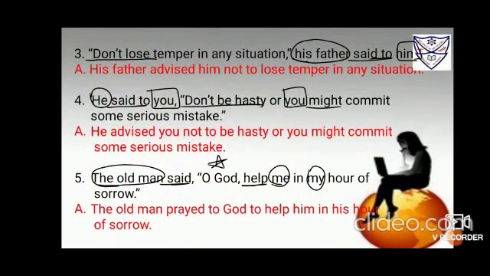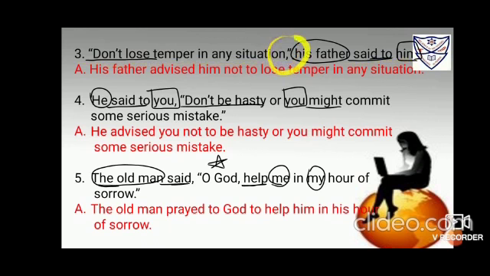Number 3, don't lose temper in any situation, his father said to him. So again it is said to, the reporting verb. Now go for the reported verb, do not lose. So it is not to lose. Whenever a negative word comes, do not or did not changes to not to. So it is not to, because it is again to, and lose will remain lose itself. Now next, there is no pronoun in the reported speech, so no need to go for the speaker and the listener. So it is his father advised him or suggested him, because a father will advise. So it is his father advised him, because it is said, so advise will change to advised. So it is his father advised him not to lose temper in any situation.